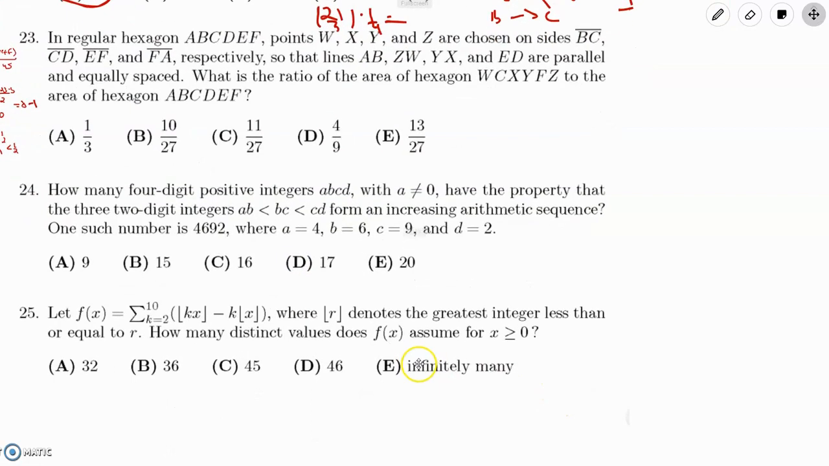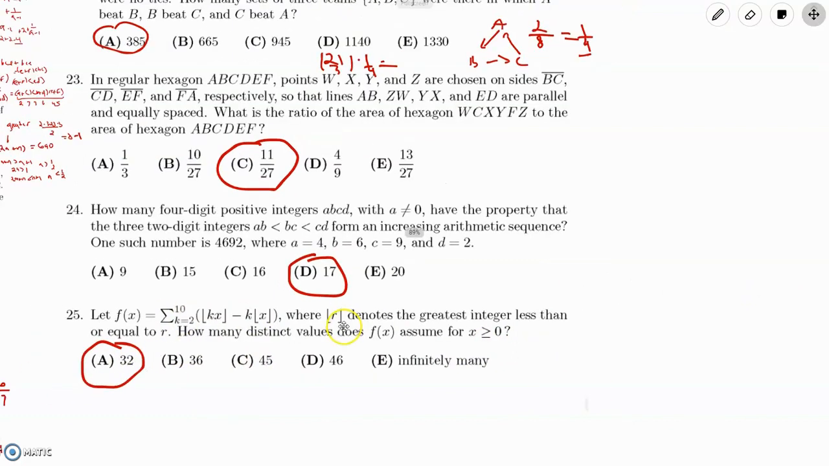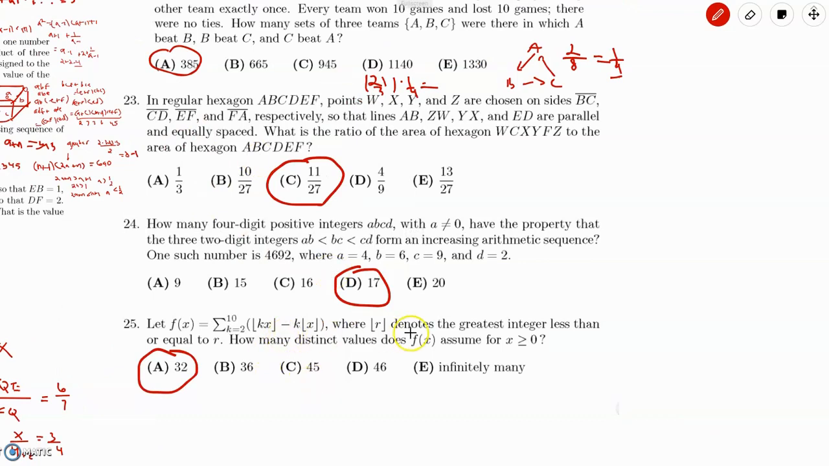Okay, I had like 1.5 minutes left to do 23, 24, and 25, so I just decided I wouldn't have enough time to do any of these 3. But if you wanted the solution outlines for each of these: for 23, you just draw the segments in, and then use the fact that they're equally spaced apart to use complementary areas, and you should get 11 over 27. For 24, you just do a lot of casework, and you get 17. And for 25, if you do some manipulation and some other insights, the sum collapses to phi of 10 plus phi of 9 all the way to plus phi of 2, which yields, I think, 32.